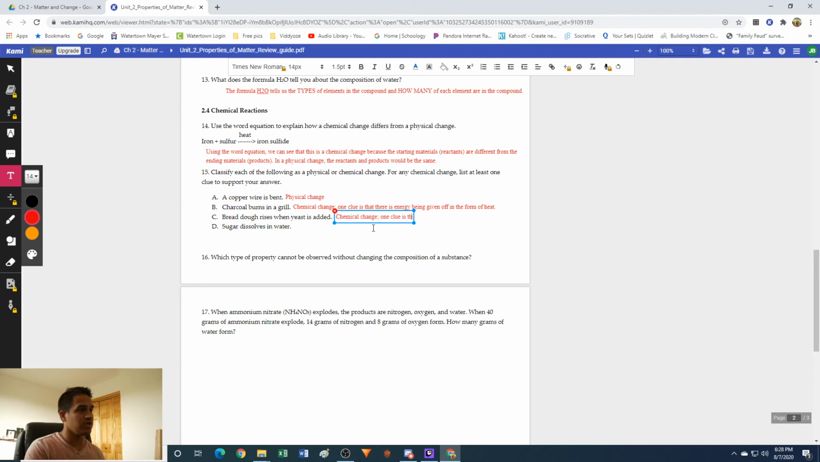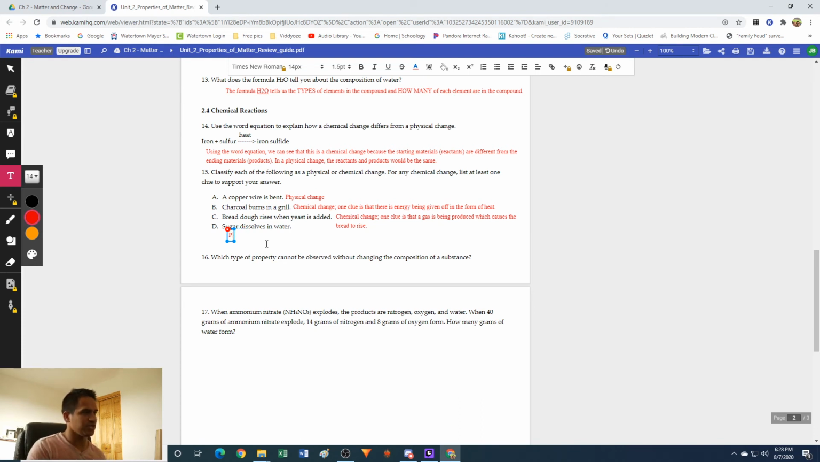And we'll say one clue is that a gas is being produced which causes the bread to rise. Okay, so it's the formation of a gas that causes the bread to rise. That's the clue.